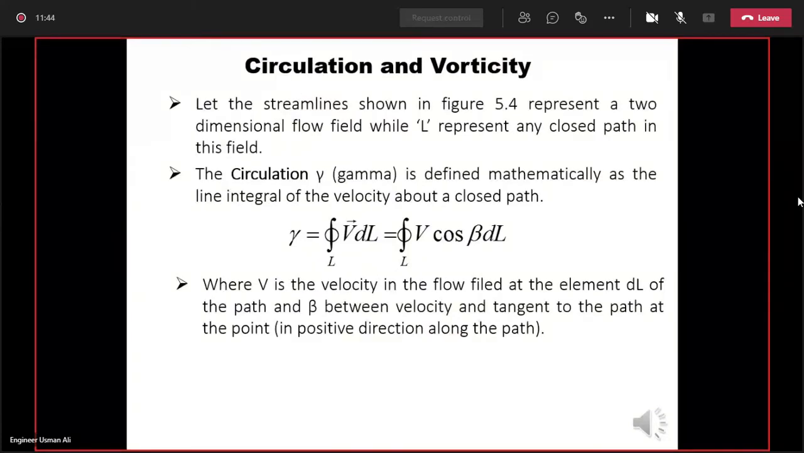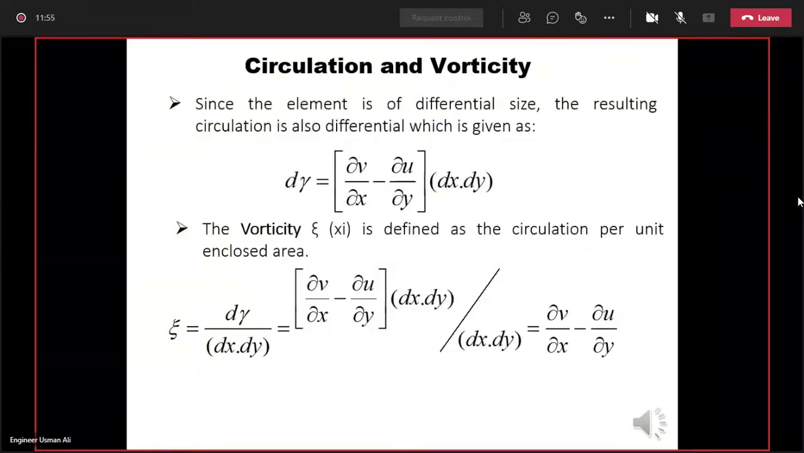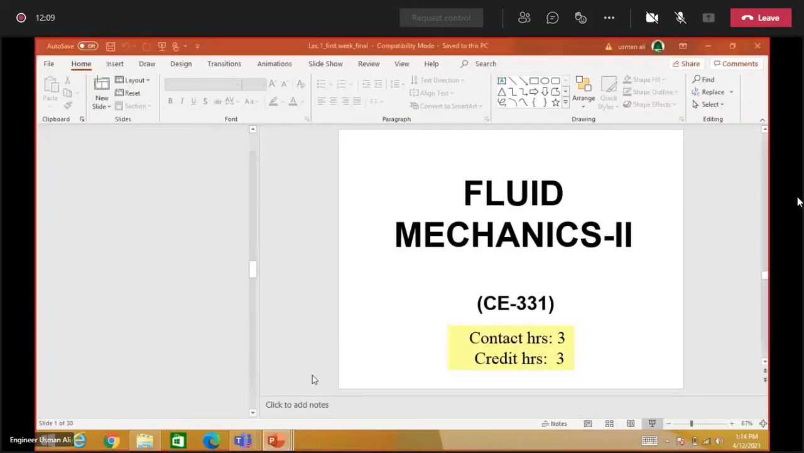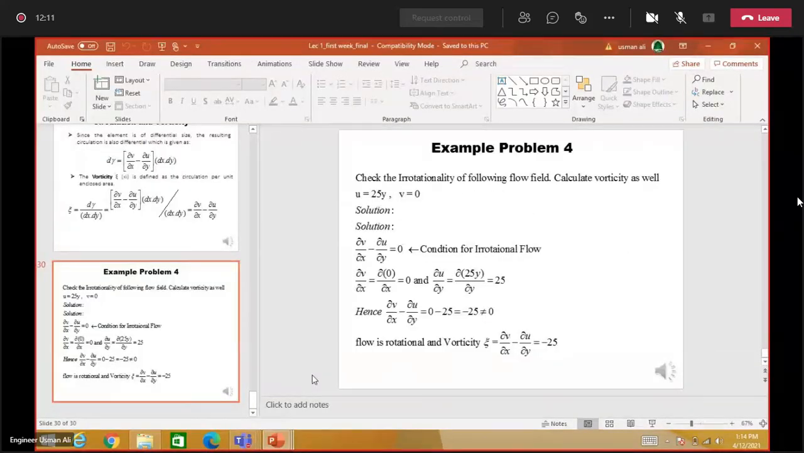At the end of the lecture we discussed circulation and vorticity. Circulation is the line integral of the velocity along a closed path that we discussed, and differential circulation was also discussed, and this equation was presented. And then vorticity is the circulation per unit enclosed area. So this is what we have covered up till now in our first topic, that is elementary hydrodynamics.